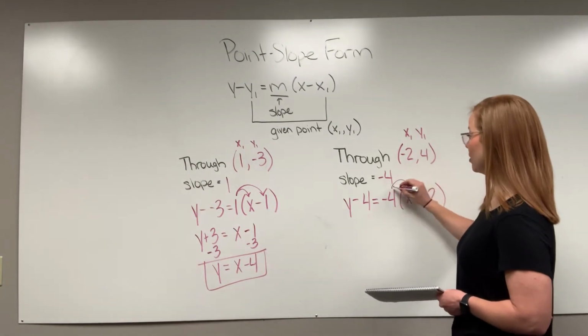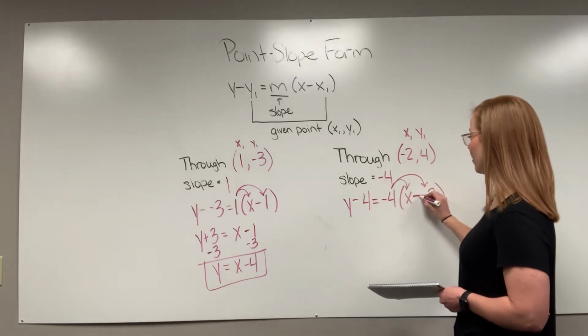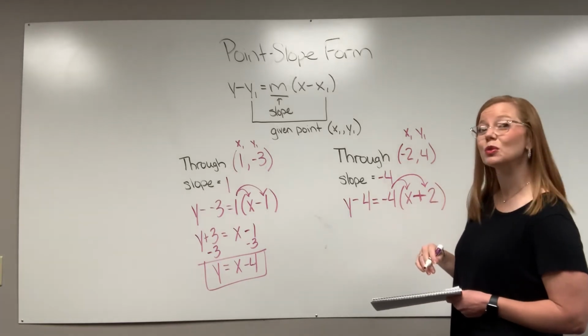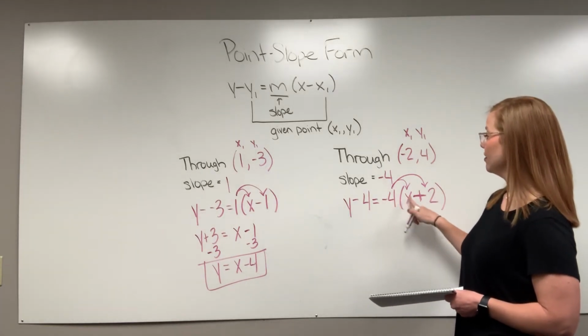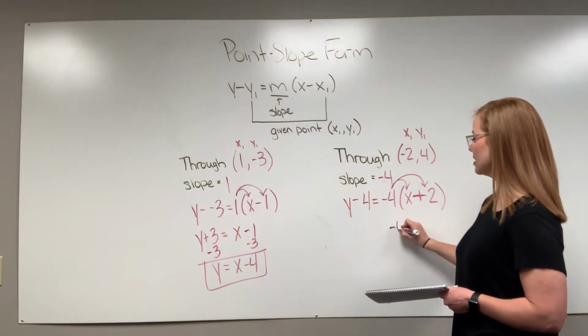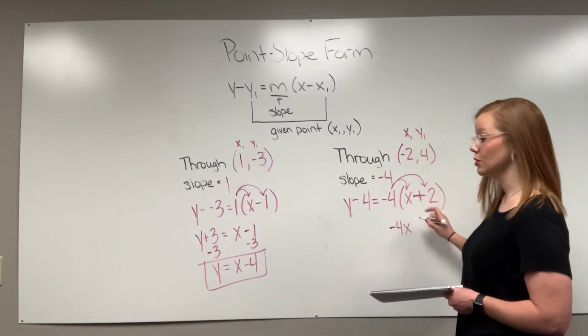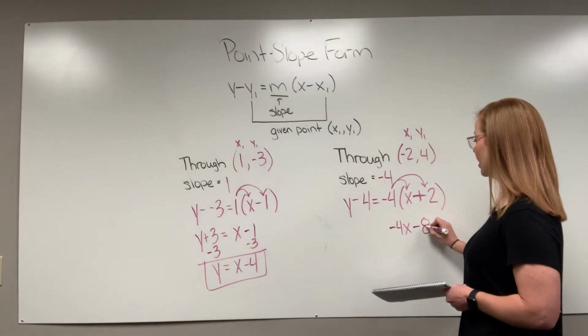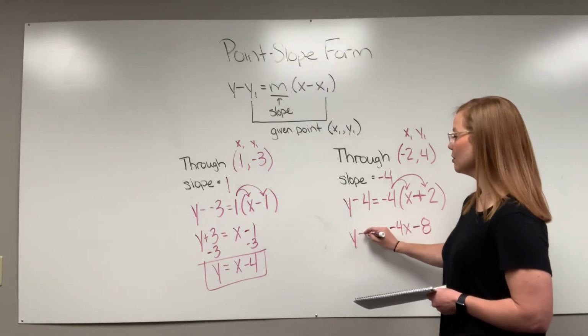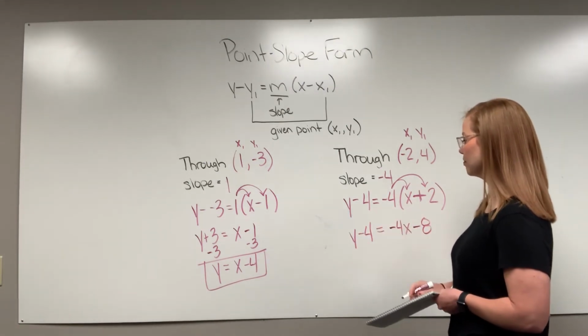That's okay. You can fix it. So right here, go ahead and fix that. That way you don't get confused with your signs. -4 times x is -4x. -4 times a +2 gives me a -8. I haven't done anything with this side yet, so I just copy it down.